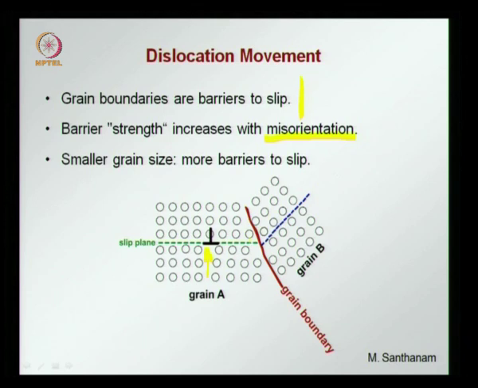The more different the angle is from 180 degrees, the higher the barrier strength, and there is a very high probability that this will occur in a polycrystalline material. Consequently, what we find is smaller grain size within the structure means more barriers to slip, and the strength of the material, or the resistance of the material to slip, increases.